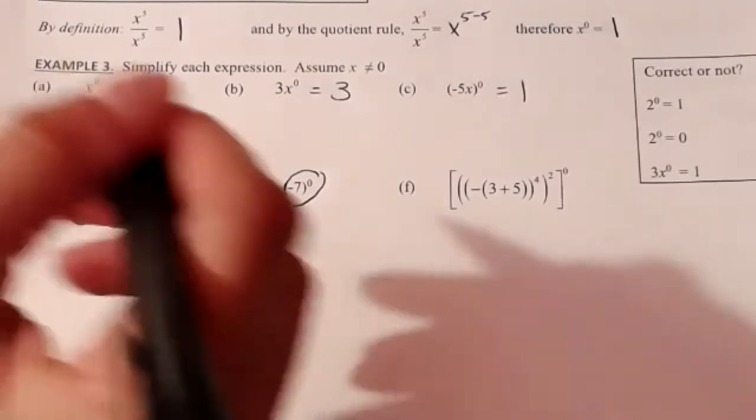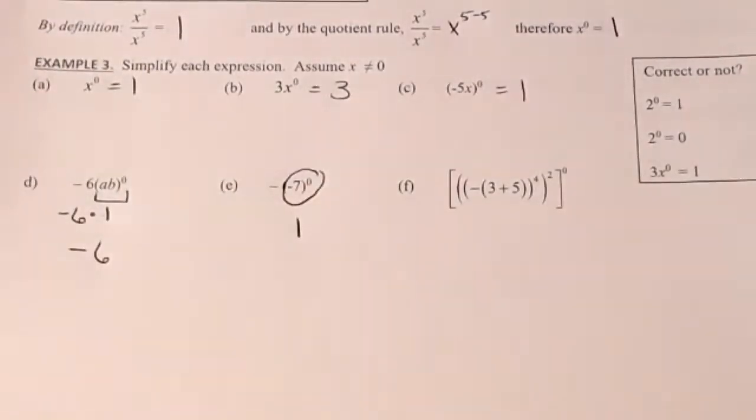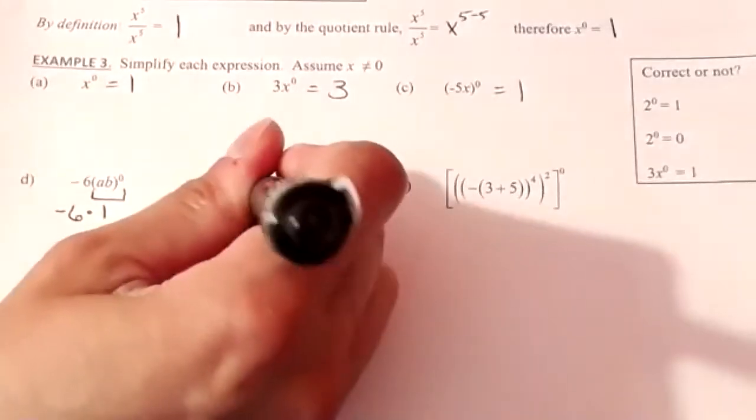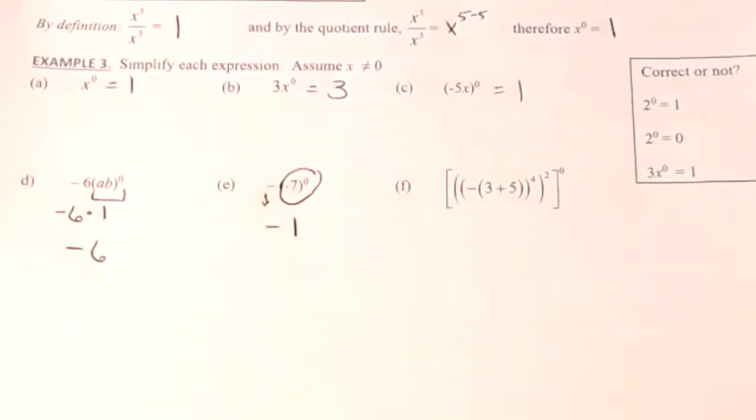Well, anything to the 0 is 1, except for base 0. And there's a negative sign in front of this expression. So I'm going to bring that negative sign down, and my answer is -1. For this last one, who can tell me the answer? What does this become? Is it 1? Yes, it is.